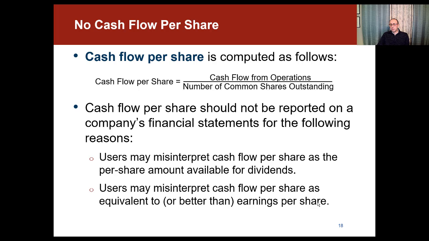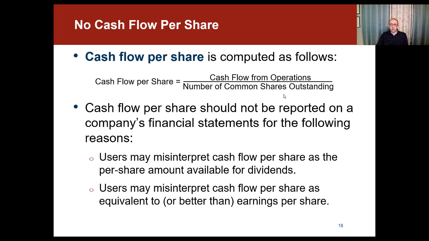Another thing that I want to stress is that we don't use something called cash flow per share. I hope you remember we use something in the income statement called earnings per share. But when it comes to the statement of cash flows, we don't say cash flow per share because it might create some kind of confusion for the shareholders. However, we can definitely calculate it if we wish. So cash flow per share is simply cash flow from operations divided by the number of common shares outstanding.